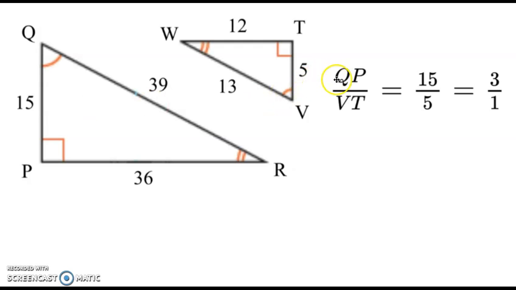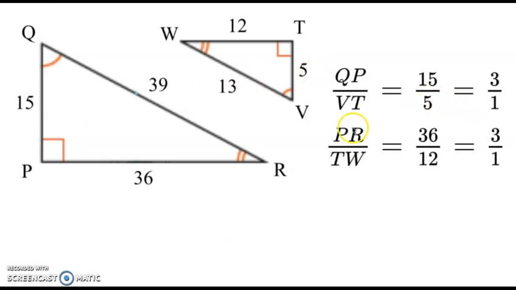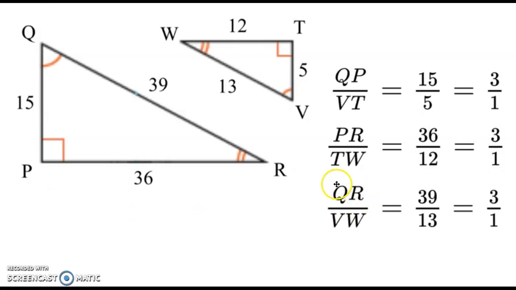So QP over VT, we have 15 over 5, which gives you 3 over 1. PR over TW, 36 over 12, also gives you 3 over 1. And QR over VW equals 39 over 13, which also reduces to 3 over 1. Since they're all the same, they are similar triangles.